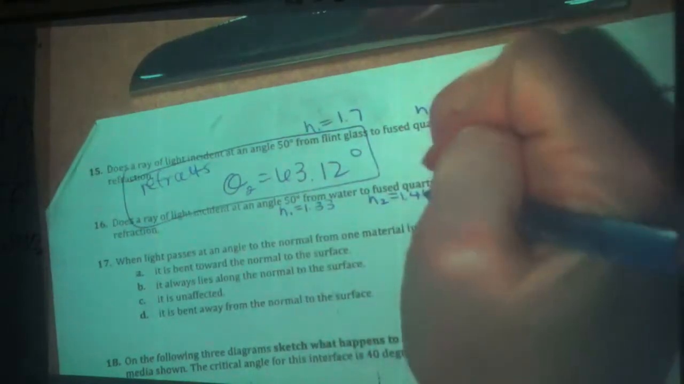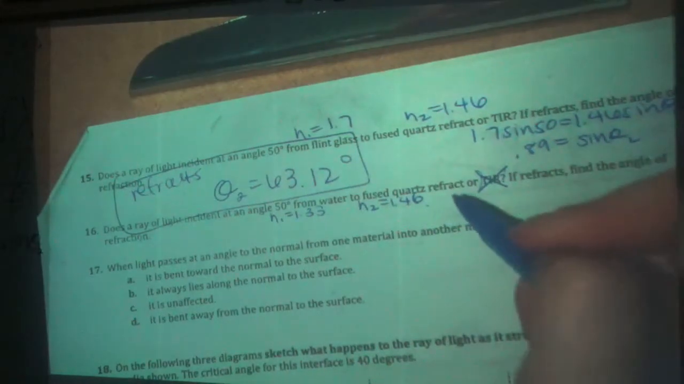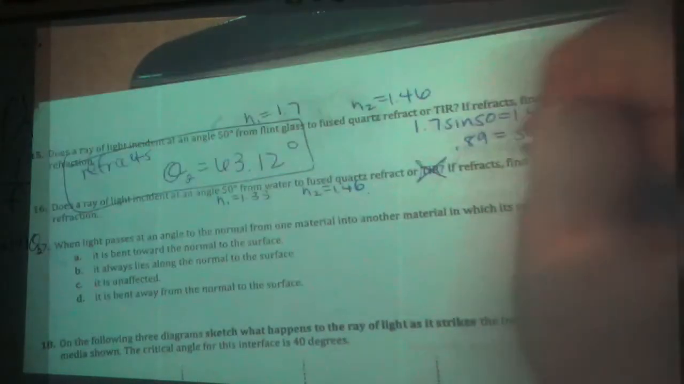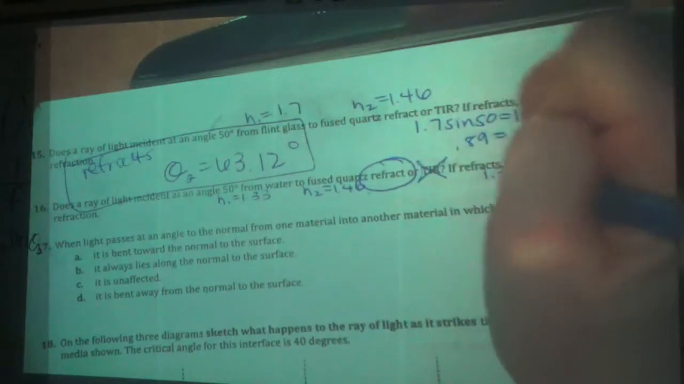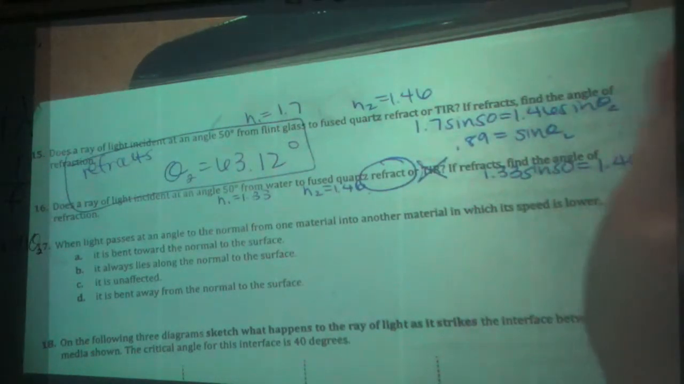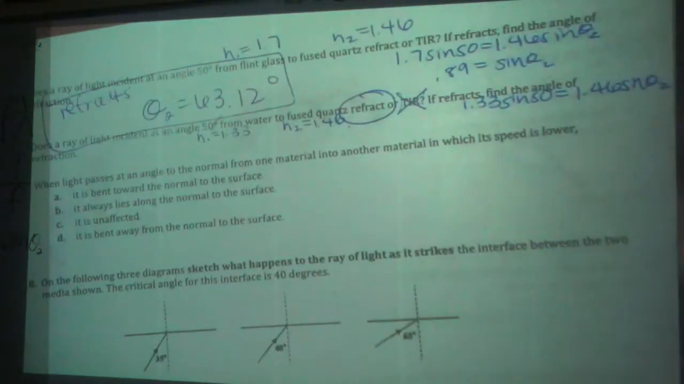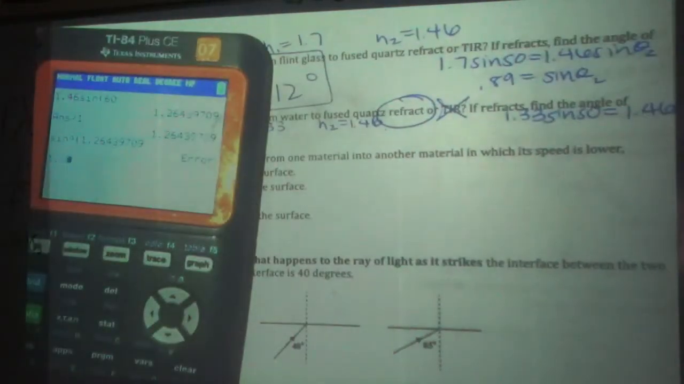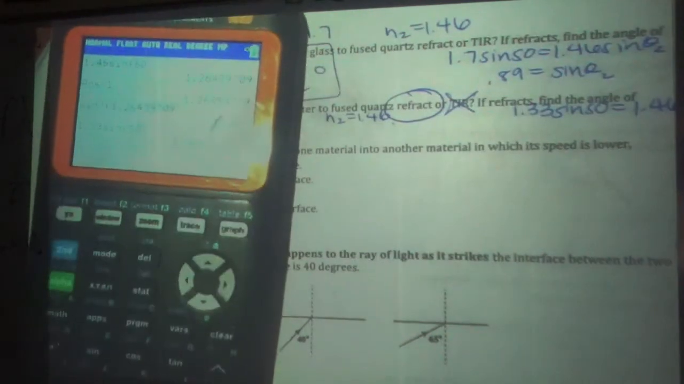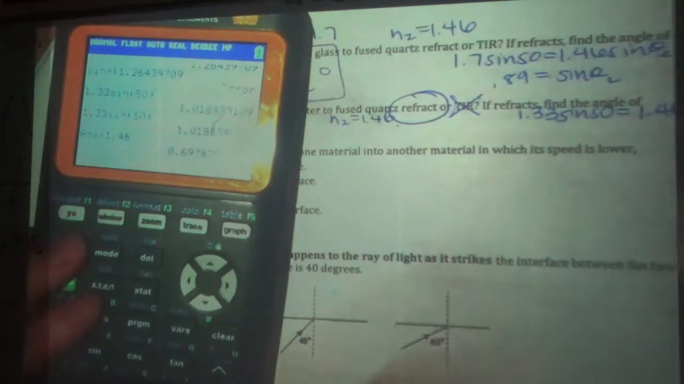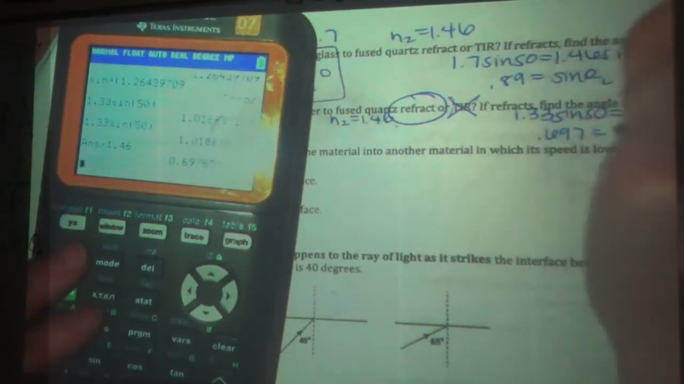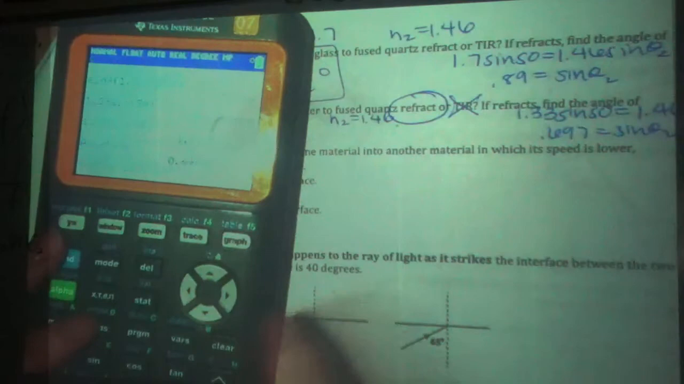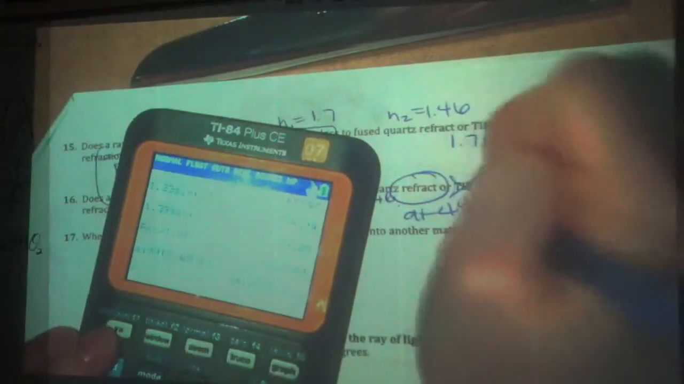So water, 1.33, to fused quartz, 1.46. So no matter what angle, this is not going to be total internal reflection. No way, because this is going into a bigger n, and I need to be going into a smaller n. So I'm just going to straight plug in. We know it's going to refract, and now it's just 1.33 sine of 50 equals 1.46 sine of angle 2. 1.33 sine of 50, divide the 1.46 over, so that gives me 0.697 equals sine of angle 2, inverse sine, and that's going to refract at 44.25 degrees.